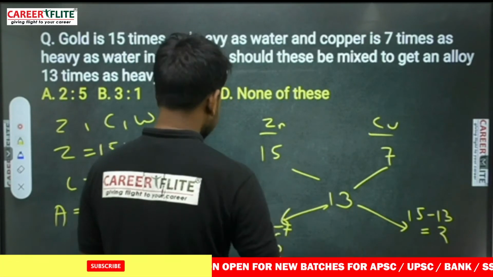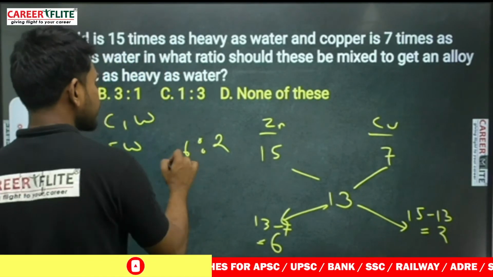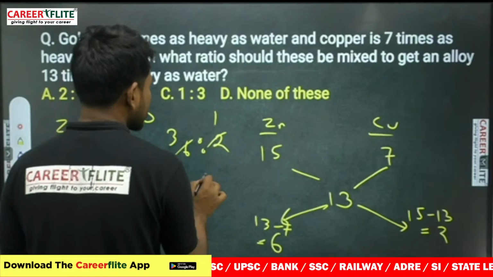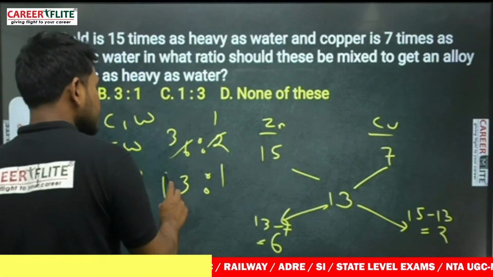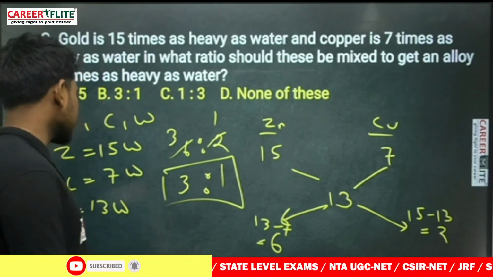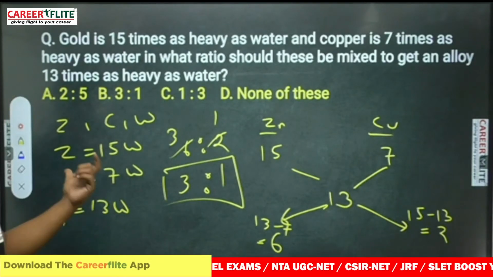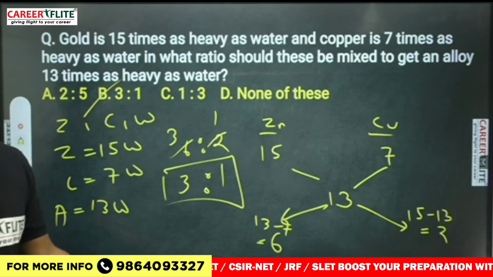So take the ratio of these two values. This is 6 is to 2. That means this will be 3 times 1 time. This will be 3 is to 1. So we have to mix zinc and copper in the ratio 3 is to 1, and we'll get an alloy of 13 times the water. The answer will be 3 is to 1. That is option number B.